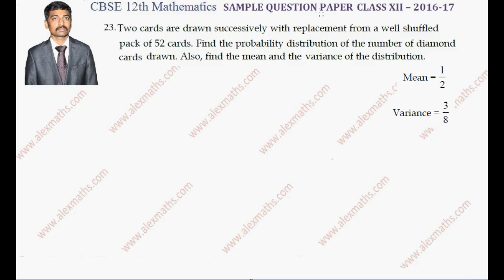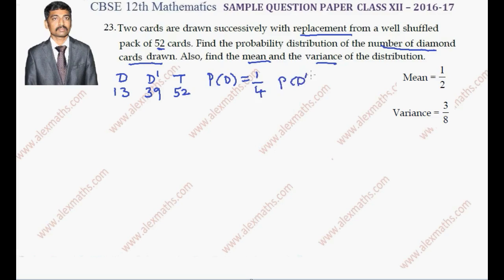Two cards are drawn successively with replacement from a well shuffled pack of 52 cards. Find the probability distribution of the number of diamond cards drawn. Also find the mean and the variance of the distribution. Total number of diamonds is 13 and the remaining cards are 39. The total is 52. So the probability of getting a diamond is 13 by 52, which is 1 by 4, and the probability of the remaining card, that is other than diamond, is 3 by 4.